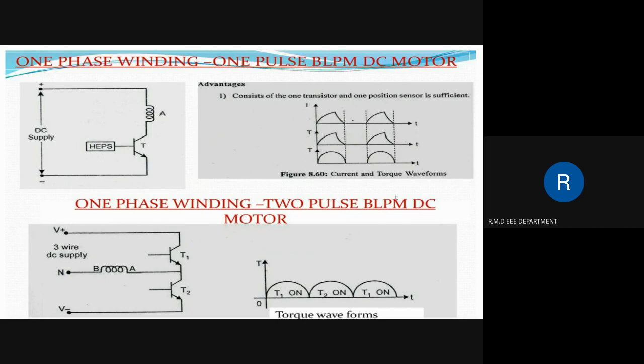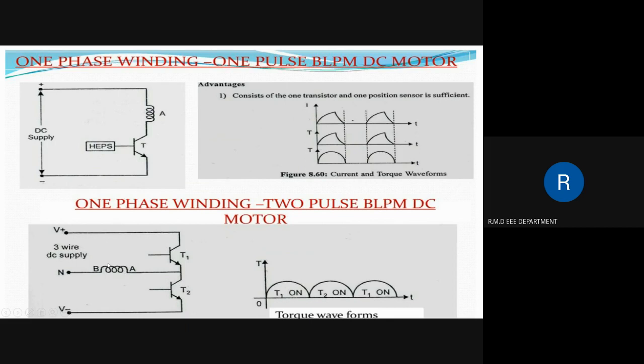One phase winding and two pulse brushless permanent magnet motor. Here you can see the single phase, whereas we are using two transistors. In this type, the stator has only one phase that is connected to a 3-wire DC supply through two semiconductor switches. Here, when the position sensor is under the north pole influence, T1 is in on state and T2 is in off state. The phase winding carries current from A to B.